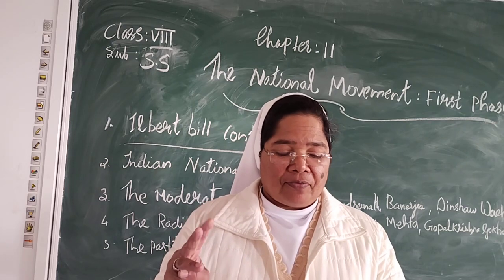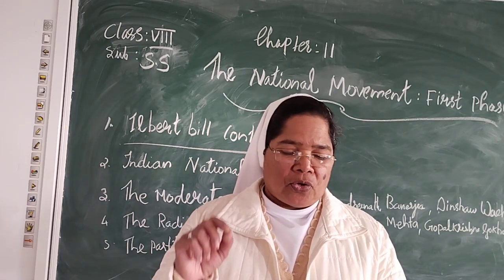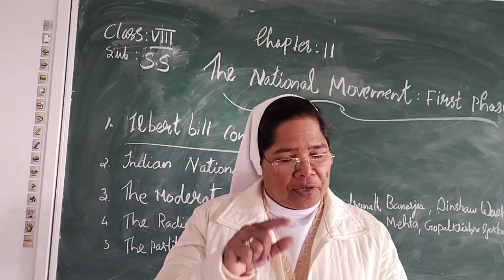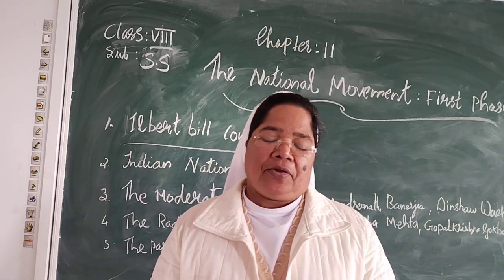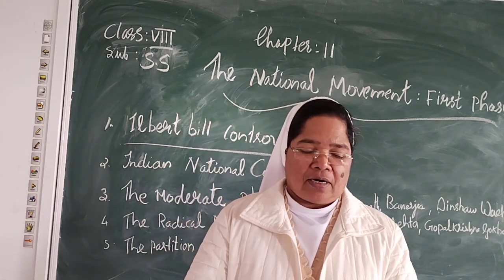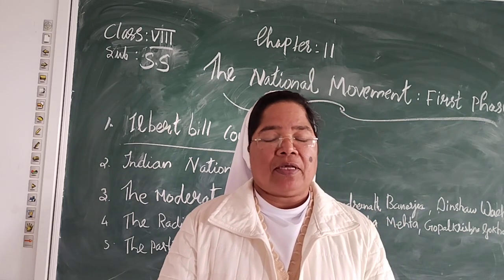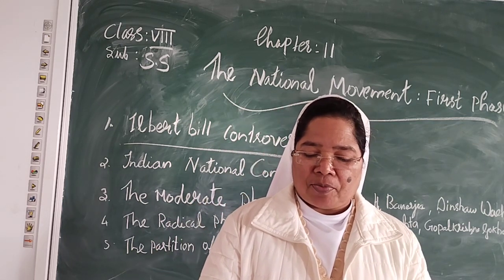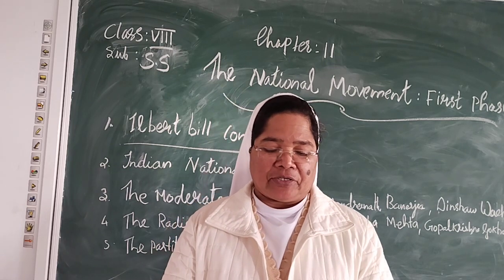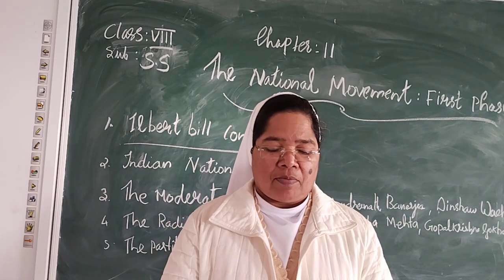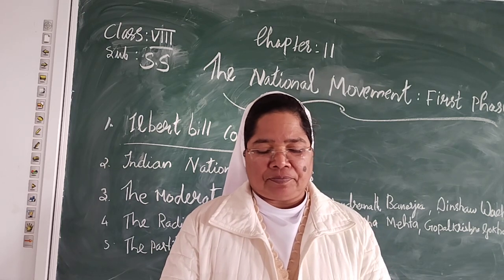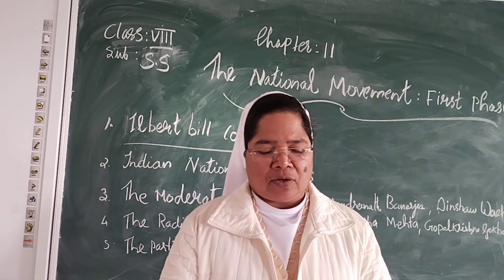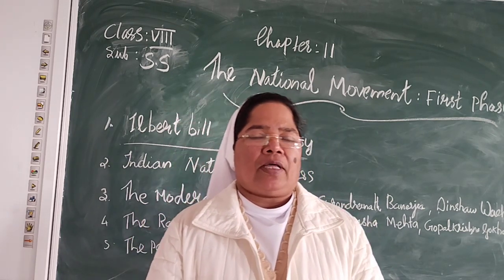The meeting convened by A.O. Hume was held at Gokuldas Tejpal Sanskrit College from 28 to 30 December 1885. This became the National Congress. It was attended by 72 delegates from all over the country. They included eminent leaders such as Surendranath Banerjee and many other persons.